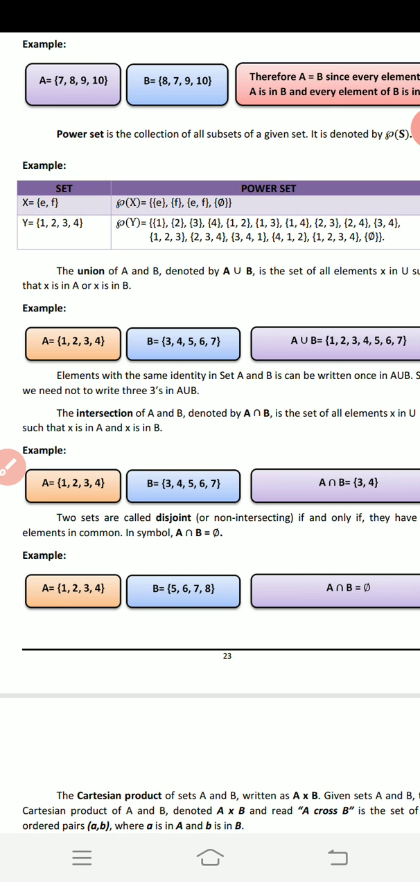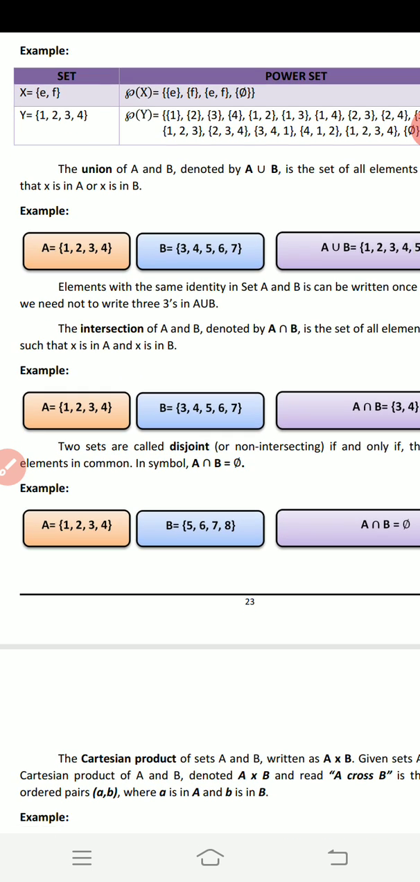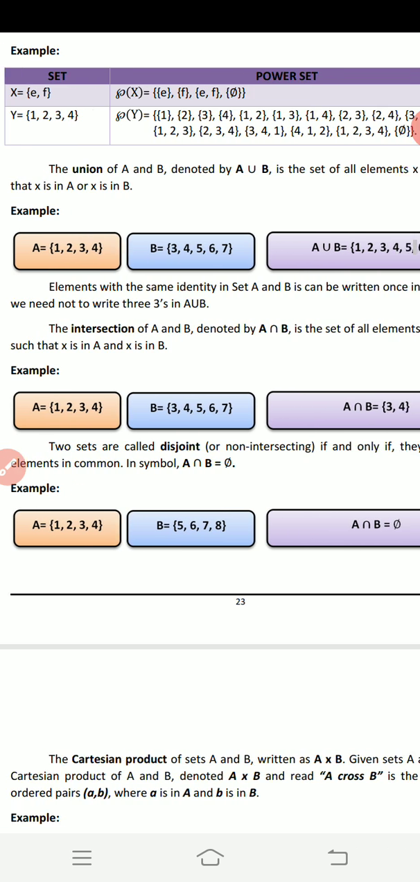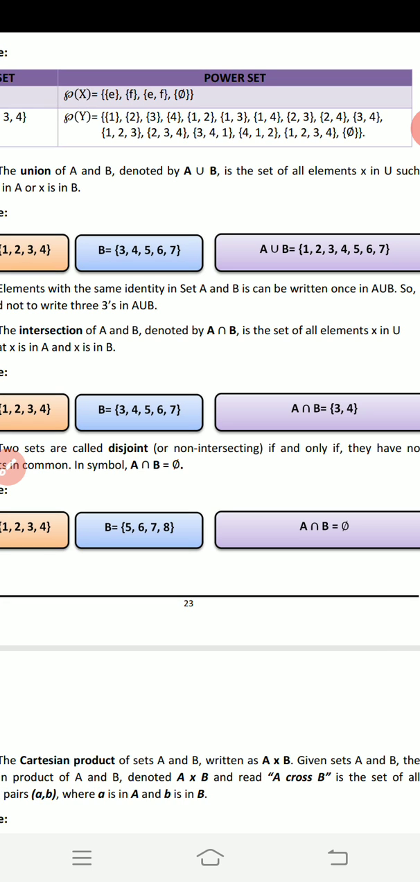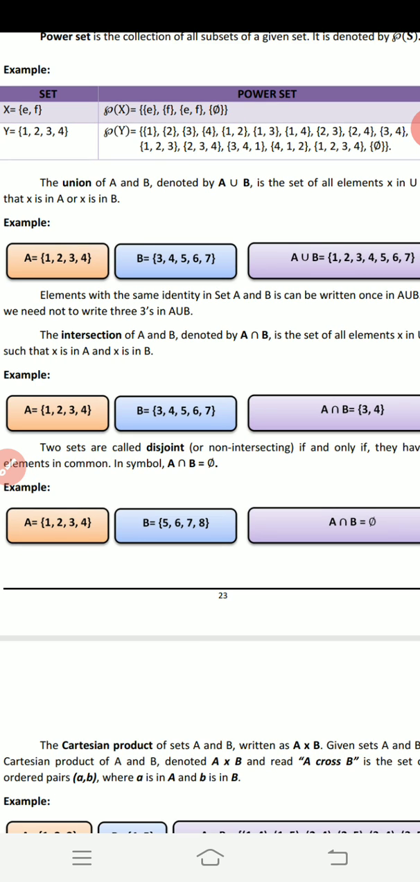So medyo magulo niya, pero if we have this denotation, so set A containing numbers 1, 2, 3, and 4, and B contains or is a set containing elements 3, 4, 5, 6, 7. So A union B is 1, 2, 3, 4, 5, 6, 7. So what do you observe with the example? What do you observe? Okay?